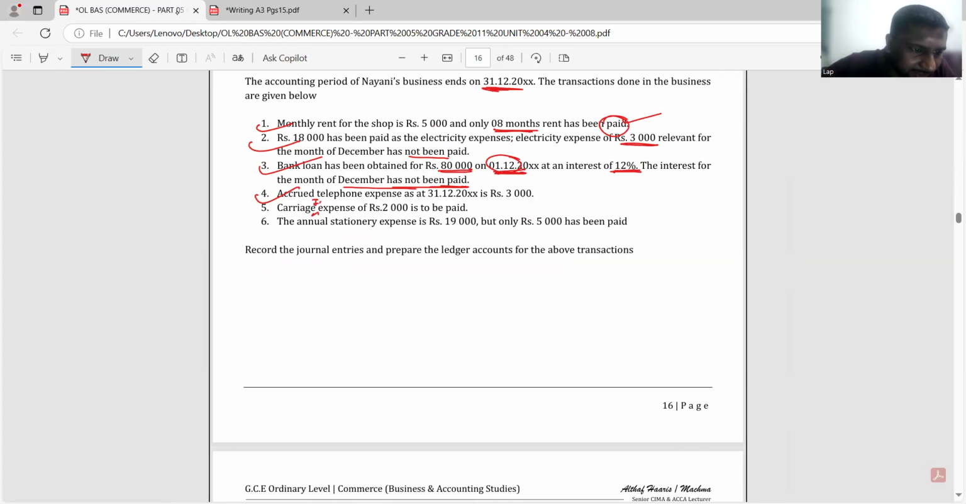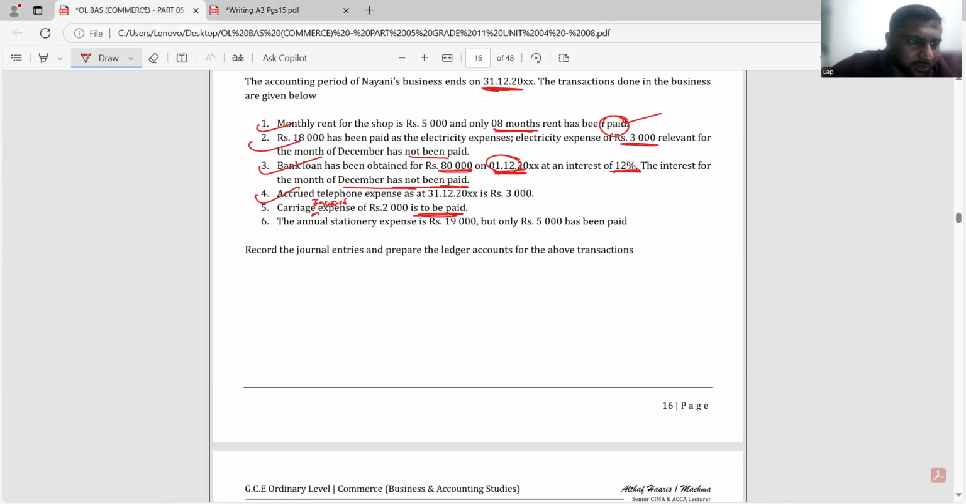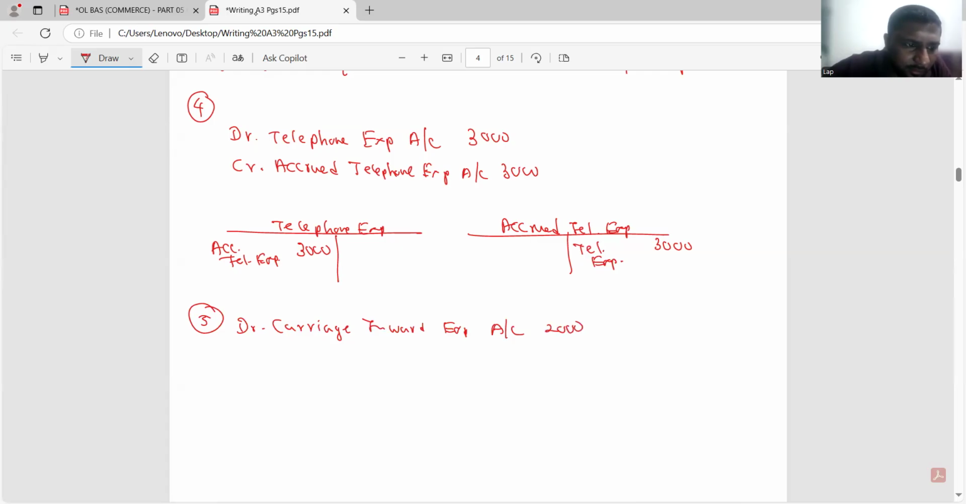Carriage inward expenses to be paid, not yet paid. Very simple. Debit the carriage inward expense account. How much? 2,000. Credit the accrued carriage inward expense account, liability, 2,000. Increase the expense, increase the liability. That's all, Lamai.